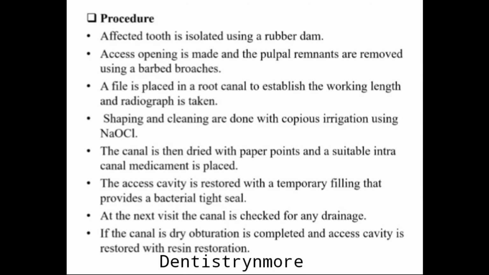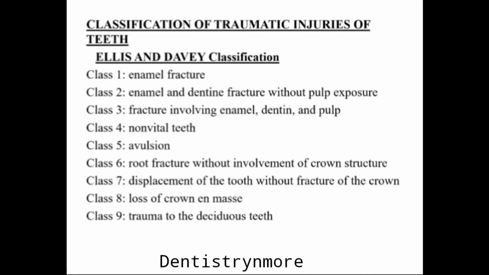The procedure of the pulpectomy is: the affected tooth is isolated with rubber dam, the access cavity is prepared, and the pulp remnants are removed. A file is placed to establish the working length, and cleaning and shaping is done with sodium hypochlorite. Then the canal is dried with paper points and suitable intracanal medicament is placed. After that, the access cavity is restored with temporary filling. In the next visit, the canal is checked for any drainage. If the canal is dry, then the obturation is completed with the access cavity restored with resin restoration.